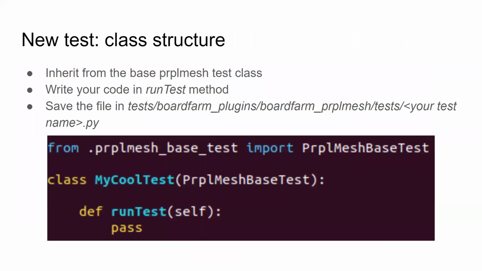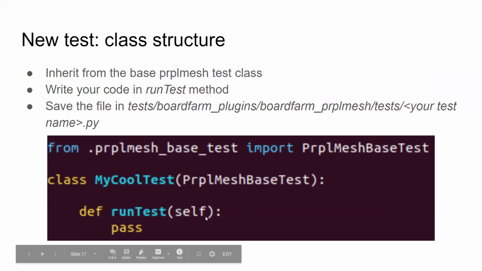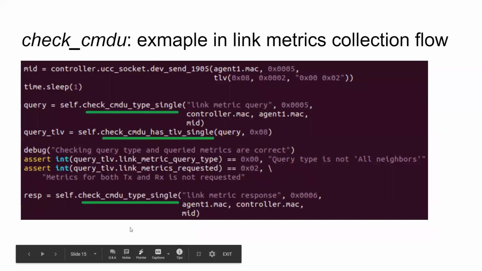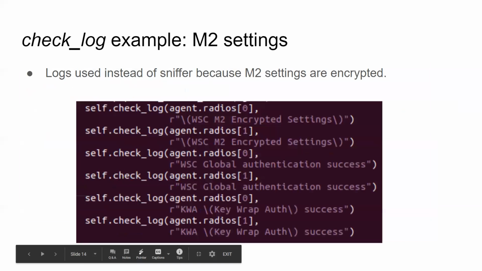Okay, so let's write a new test. I chose an empty test as an example. So what you have to do is to inherit from a prplMesh base test and define run test command. Instead of pass, you can put any Python code like this or like this. It's up to you.